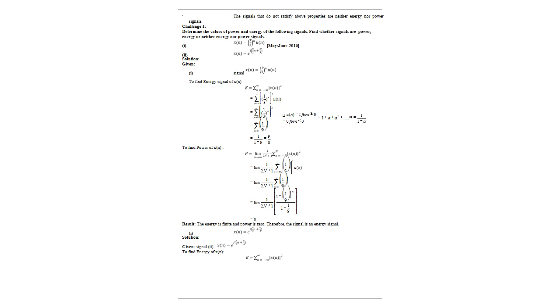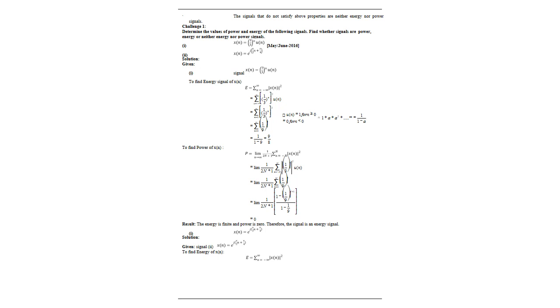So P is equal to limit n tends to infinity of 1 by 2n plus 1 summation n equal to minus n to n of modulus x of n the whole square. For x of n we substitute 1 by 3 to the power n. After that we get limit of 1 by 2n plus 1 summation n equal to 0 to n of (1/9)^n. So the limit of 1 by 2n plus 1 times (1 minus (1/9)^(n+1)) by (1 minus 1/9). So that is 0. So the energy is finite and power is 0. So the signal is an energy signal. Okay.